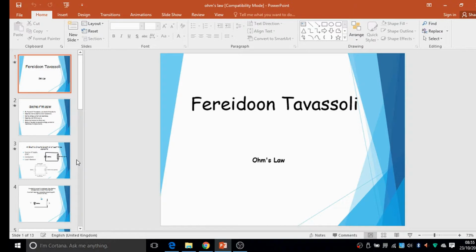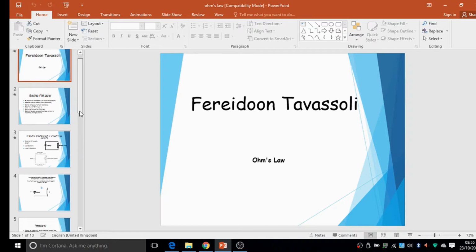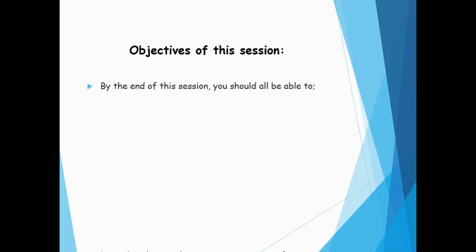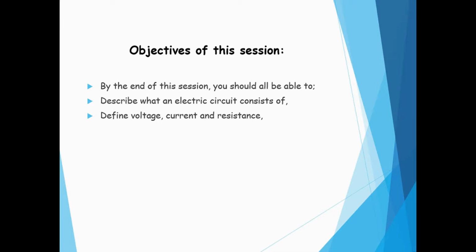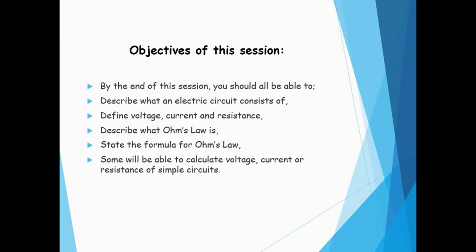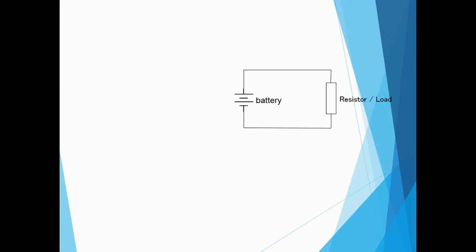At the end of this session, you'll be able to describe what an electric circuit consists of, define voltage, current and resistance, describe what Ohm's law is, state the formula for Ohm's law, and some of you will be able to calculate voltage, current or resistance of simple circuits. This is a simple circuit.